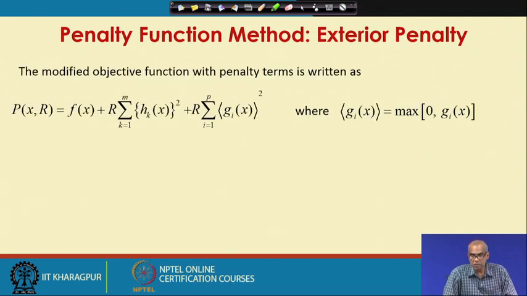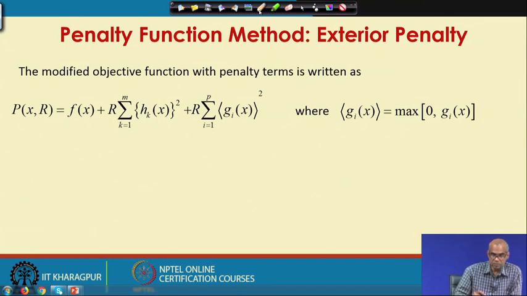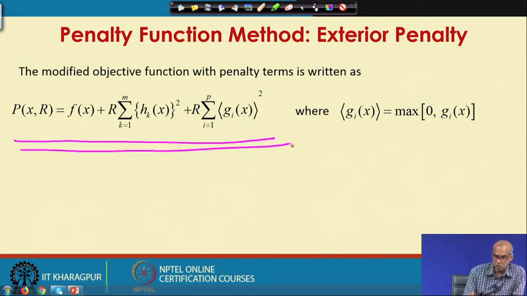Let us see now how this exterior penalty works. The penalty function will be formulated as shown. Note that I have added the parabolic penalty for the equality constraints and the max operator or the bracket operator for the inequality constraints.